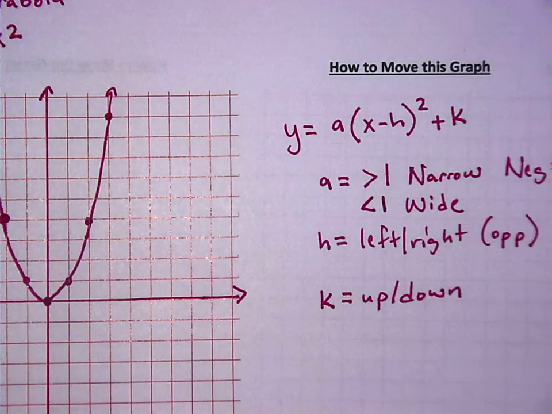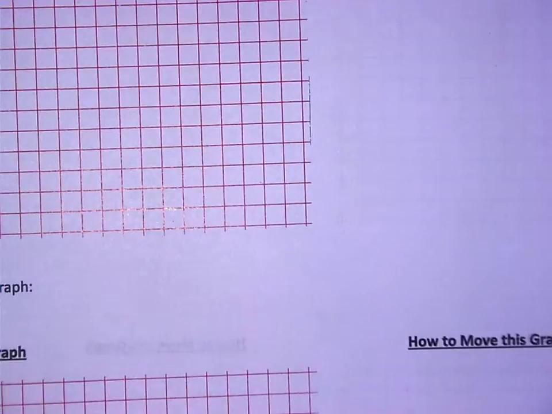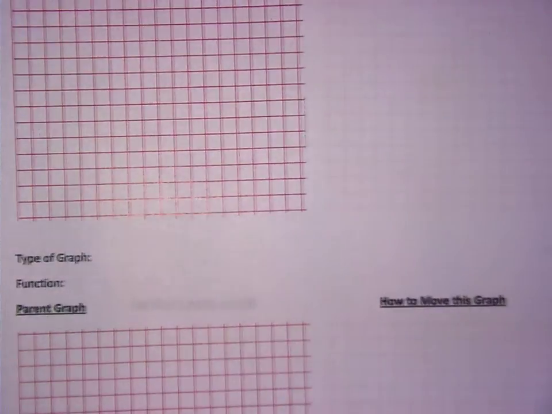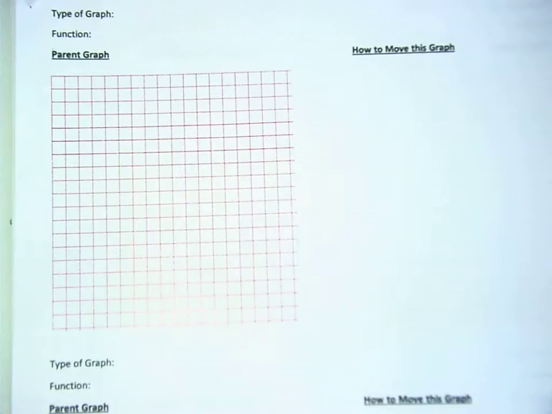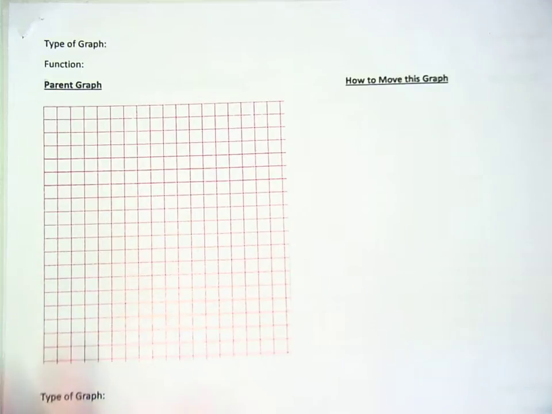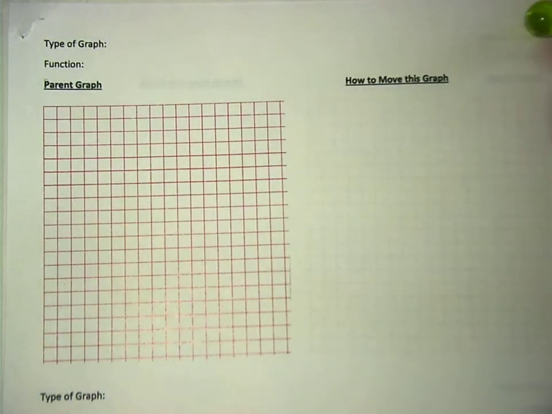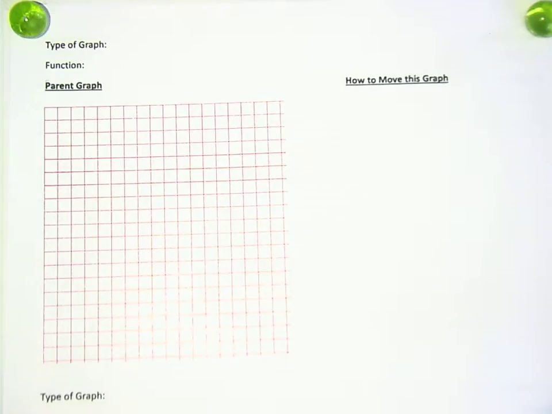What's next? We got 4 more functions, and they're a little weird. Exponential, or in this case, we'll call it x cubed, a cubic function.